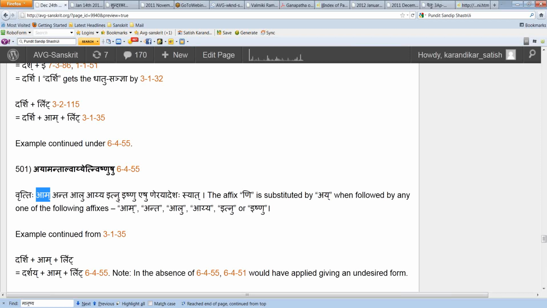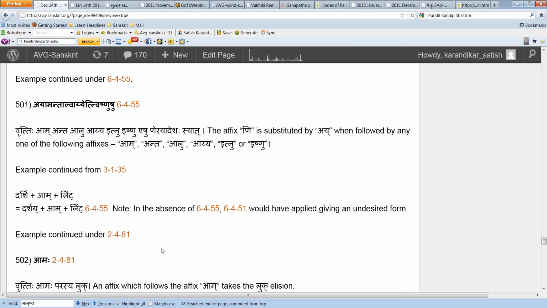So when the Am pratyaya follows, Nich takes the I adesha. So instead of 6.4.51, we have to apply 6.4.55 now. What we had, darshi Am lit, rather than taking lopa, we get the I adesha and it becomes darshai Am lit.